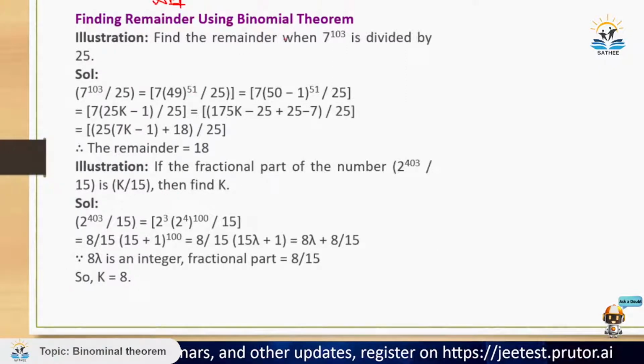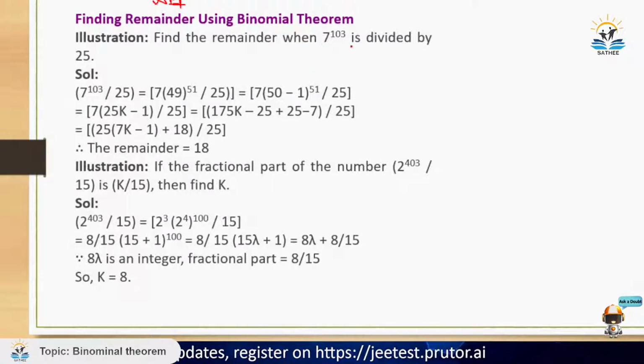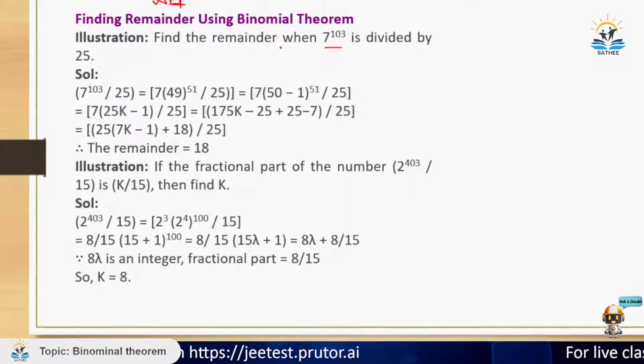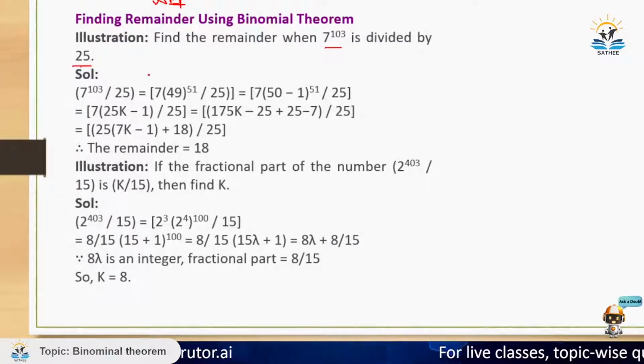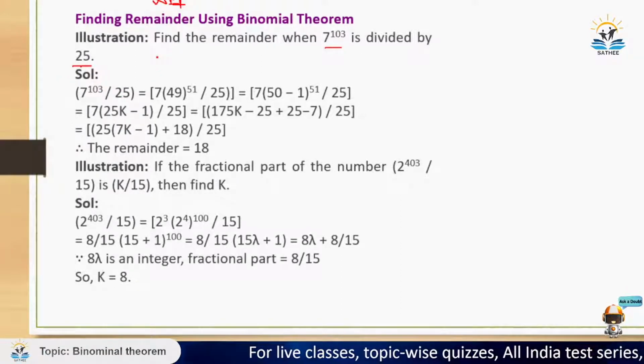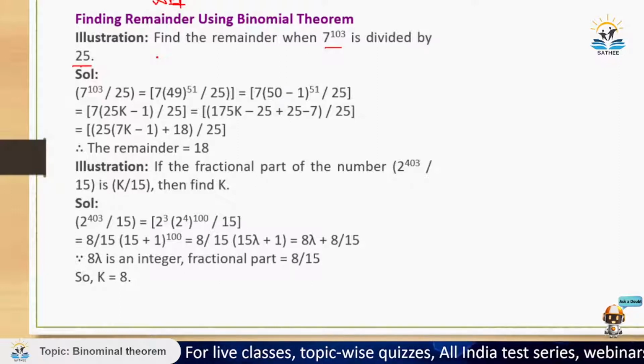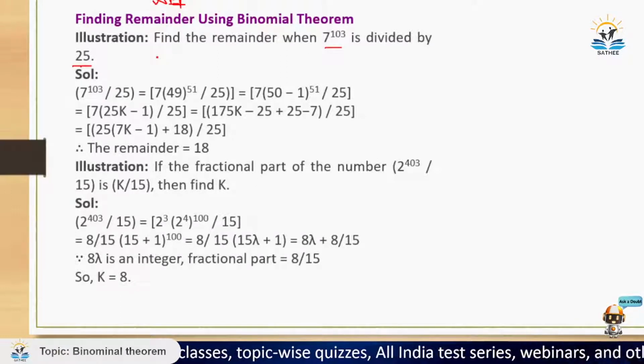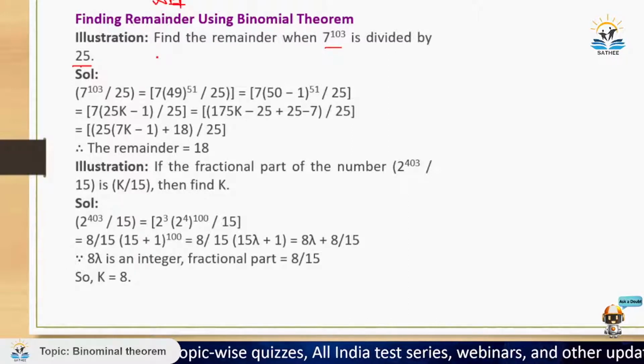Okay, let's start with the remainder thing. So whenever you want to find the remainder of something which is raised to power, you need to use binomial theorem. So here what is asked to you, find the remainder when 7 power 103 is divided by 25. So it is an important question. What you will do in this case, you need to express 7 in terms of something which is close to multiple of 25, and you know 7 square is 49, and 49 you can write as 50 minus 1, and 50 is nothing but multiple of 25. So you need to convert your given expression into multiples of the divisor.